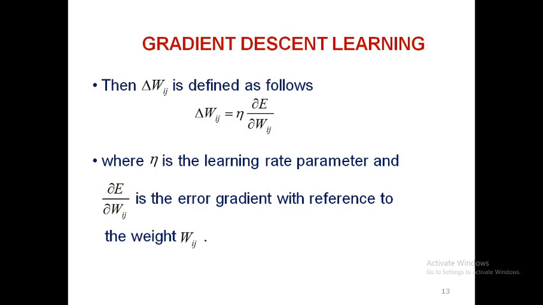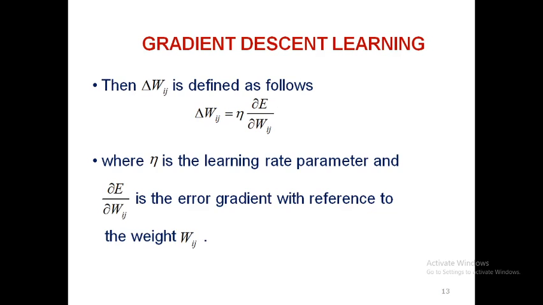Here eta is nothing but the learning rate parameter, and ∂E/∂wij is the error gradient with reference to that wij connection weight. What is the gradient? Error gradient is nothing but ∂E/∂wij. E is nothing but error, right? That error gradient with respect to that wij is nothing but ∂E/∂wij.